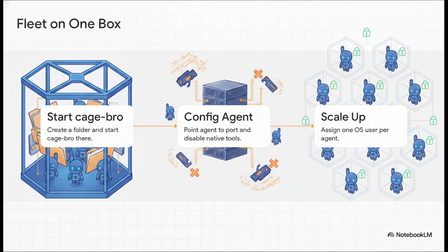Step 1, you run one instance of CageBro per agent in its own designated folder. Step 2, you point the agent to that specific CageBro port and deny its native tools. And Step 3, to scale up securely, you give each agent its own OS user. That way, the underlying operating system permissions hold the line, enforcing some really hard multi-tenancy.